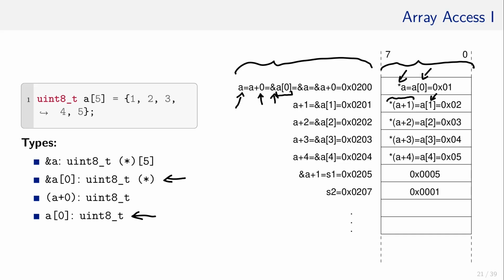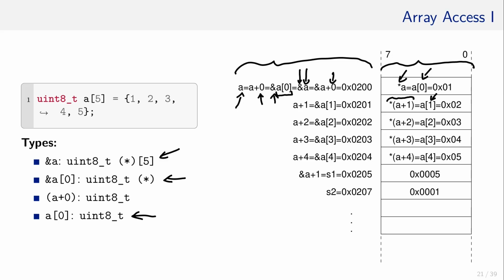which is mentioned here. But what if we use the address of operator on A itself? It still points to the same memory location of the first element, so its value is still 200. But there is a difference, and that is its type. It is of type pointer to in total 5 unsigned int8 values, which is the entire size of our array. Same with if we take the address of A and add 0 to it, which does not do anything. Why is that so, and what's the difference?